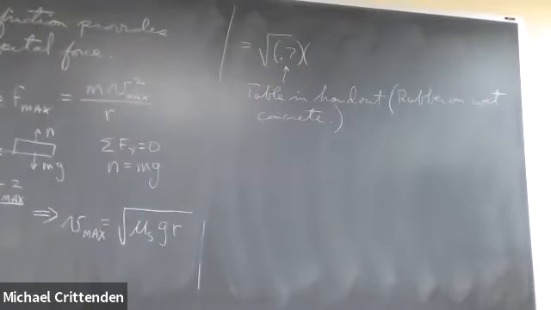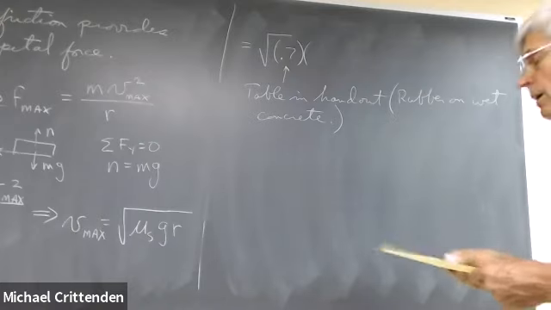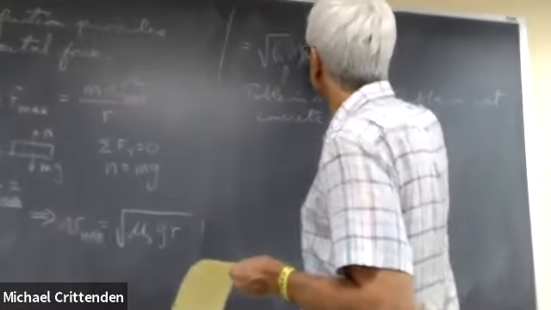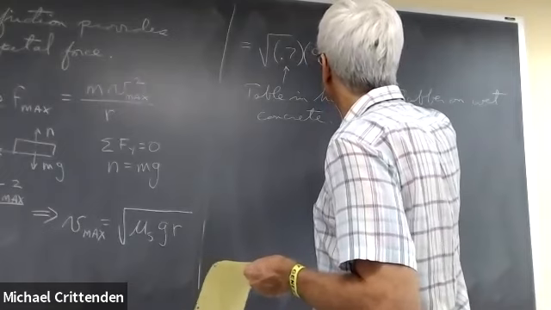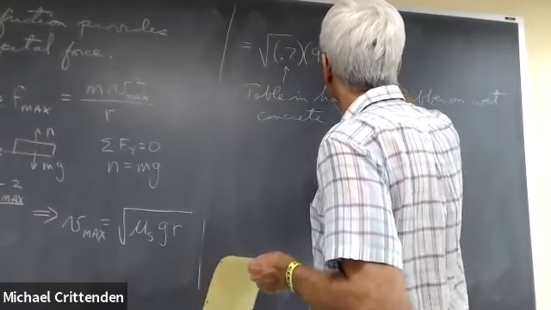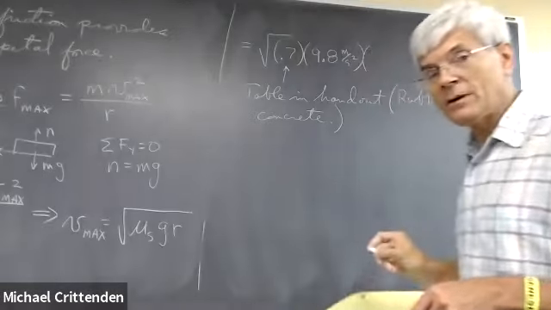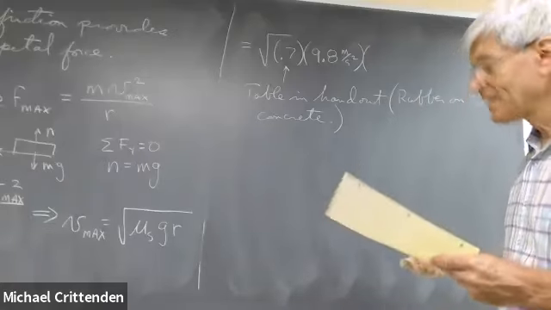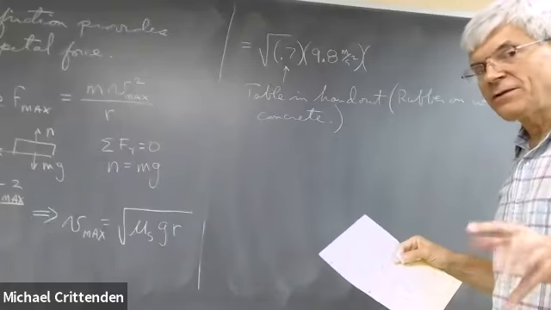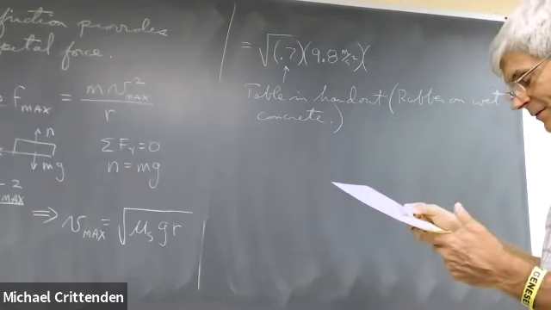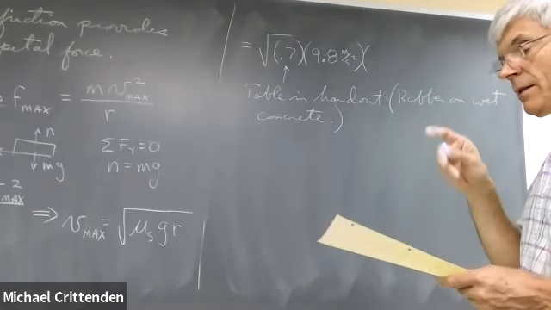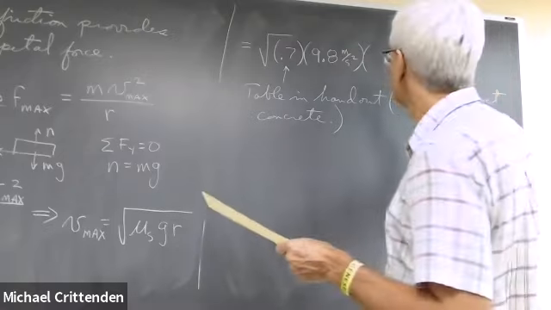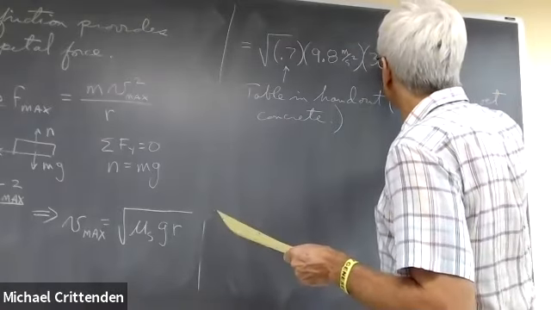So that's where the 0.7 comes from. Rubber on wet concrete from the table in the handout. G is 9.8. If you still have to look that one up, now you probably won't for much longer. Somewhere around the 10,000th time you use something, it tends to stick in your memory. And the radius of the curve was given in the question, 30 meters.